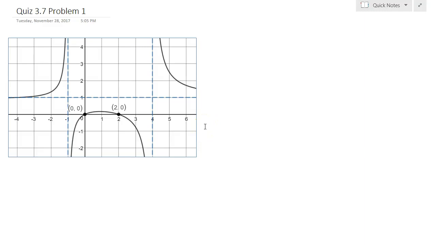Hi, this is NV Fitton, and my purpose today is to go over the quiz on rational functions that we had last week. This first problem we did before in class, but what the heck, let's have another look at it so that we can be sure of the method.